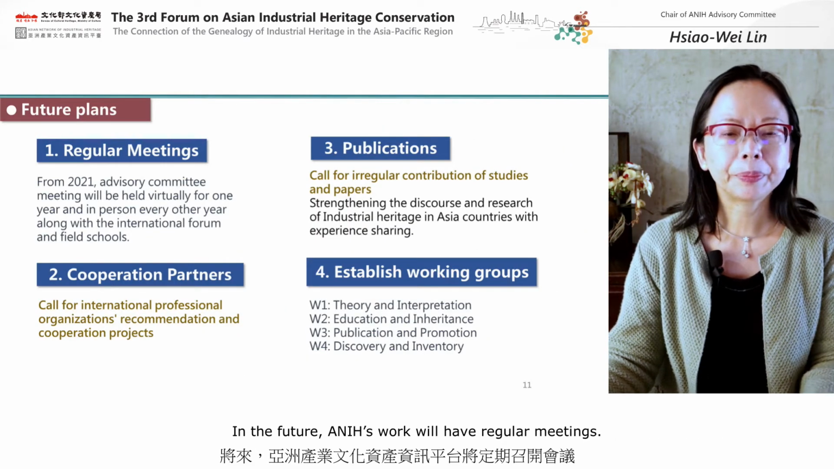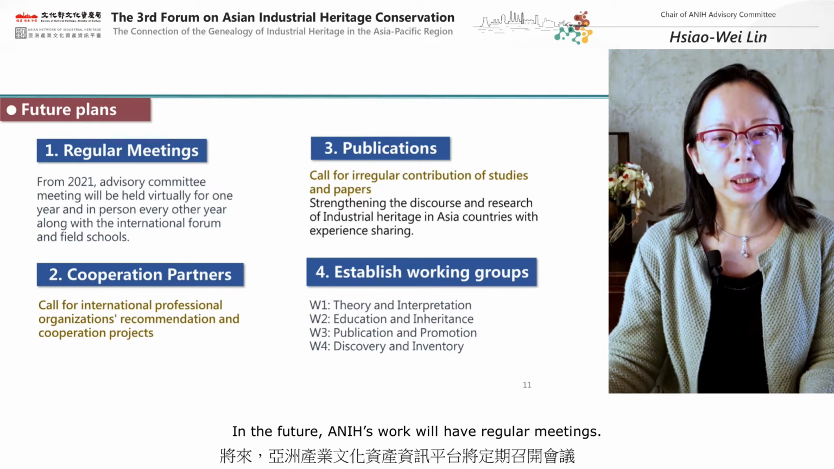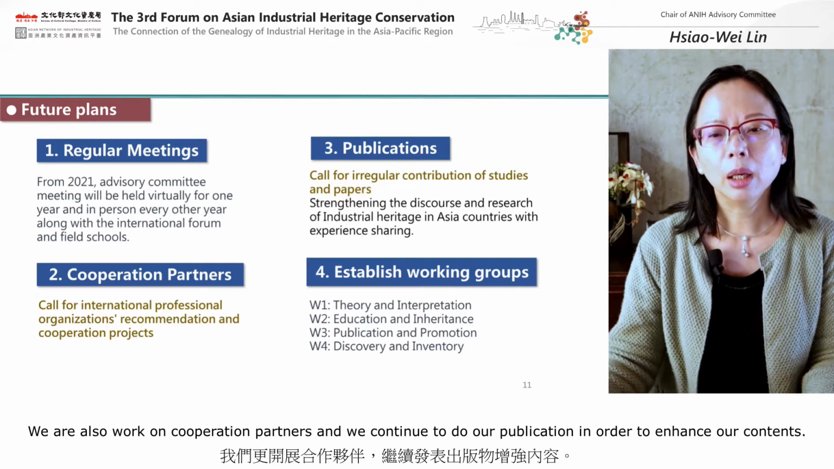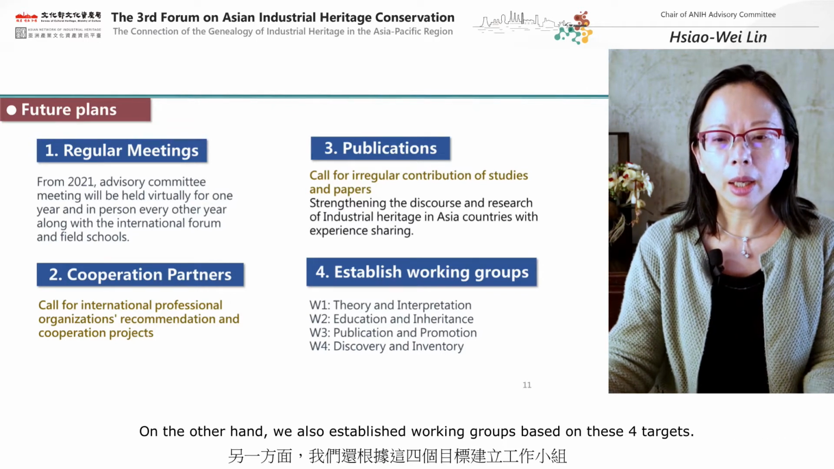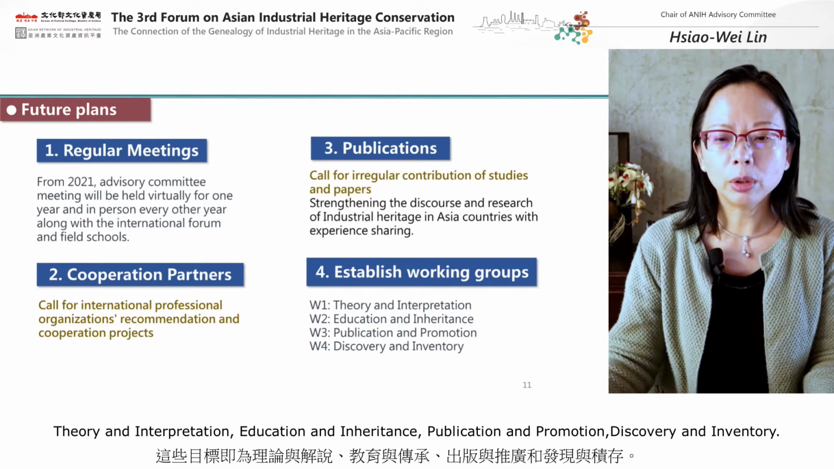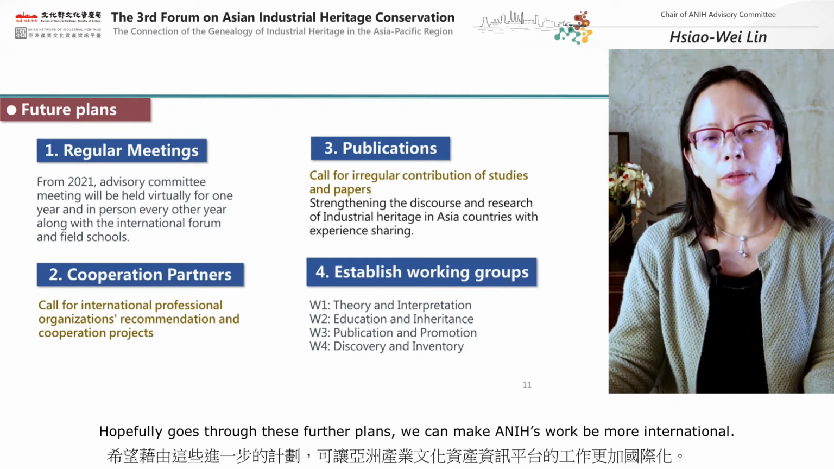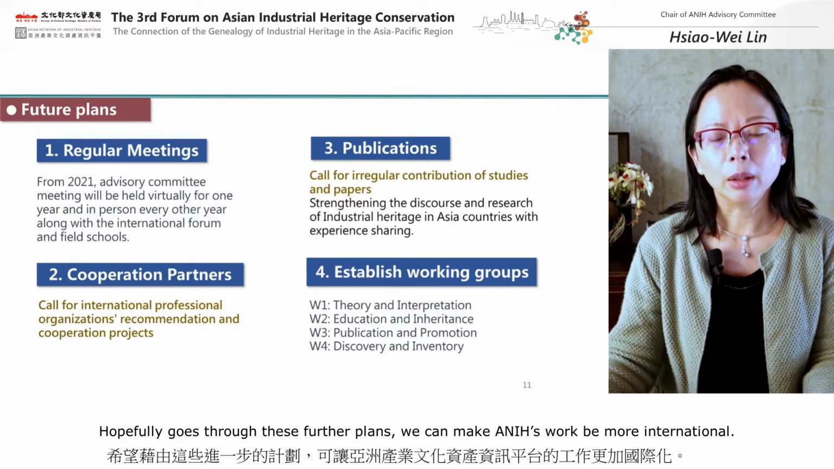In the future, the ANIH's work will have regular meetings, and we are also working on cooperation with partners, and we continue to do our publications in order to enhance our content. On the other hand, we also established working groups based on these 4 targets: theory, interpretation, education, and inheritance, publication and promotion, and discovery and inventory. Hopefully, through these further plans, we can make ANIH's work more international.